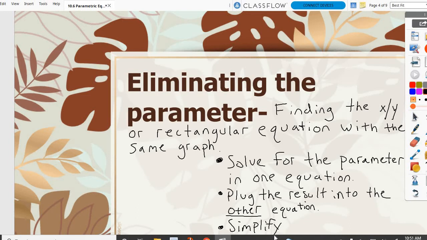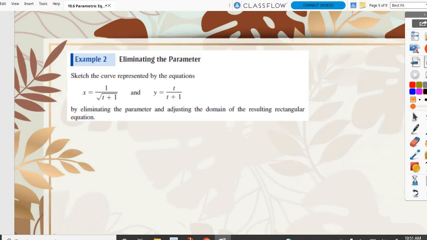Alright, we're gonna look at an example. So this says sketch the curve represented by the equations. It gives us an x and a y in terms of t, by eliminating the parameter and adjusting the domain. So what do we need to do first? Overall, what is our goal? To eliminate the parameter, right? And then we're going to graph it, yes?